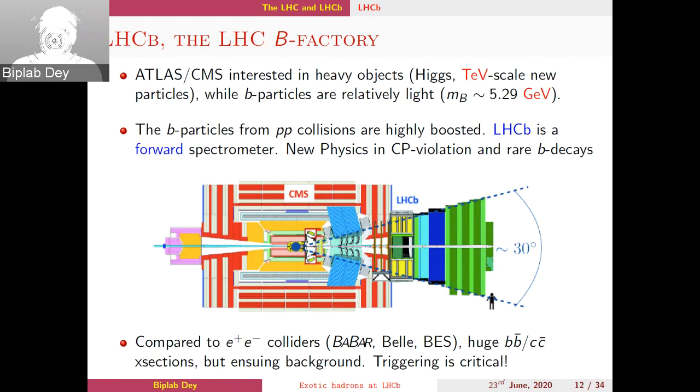Compared to e+e- colliders like BaBar, Belle, and BESIII, the production cross sections are huge, for b b-bar and c c-bar. But of course, we have a huge amount of background. The triggering for us is critical. That's the whole game: you need to be able to trigger smartly. So how do you do that? How do you beat the background?